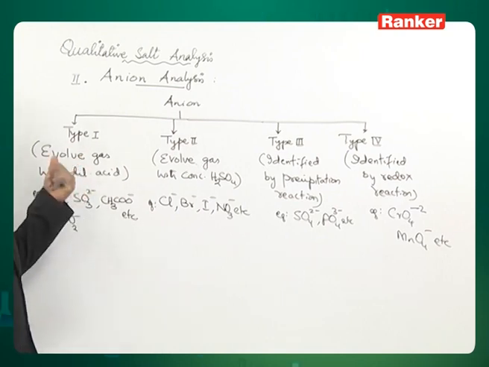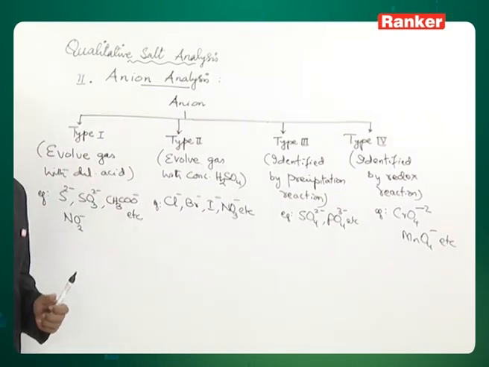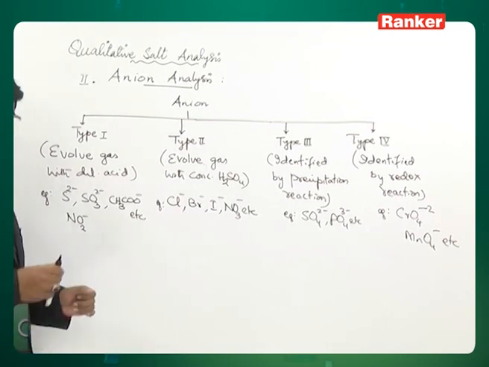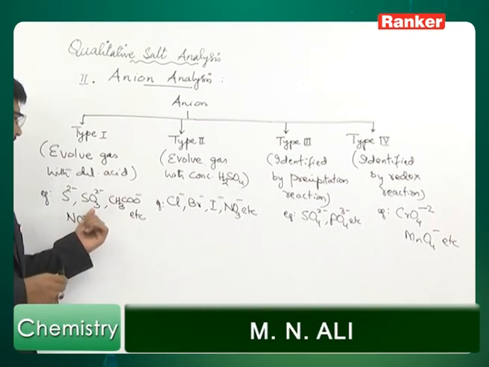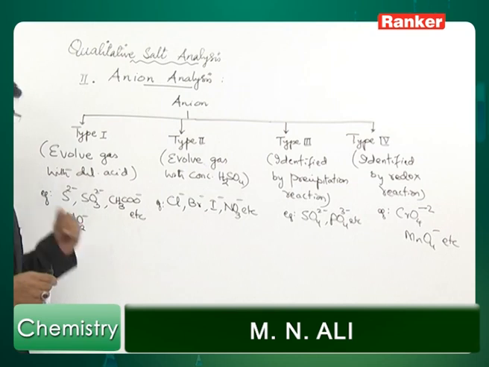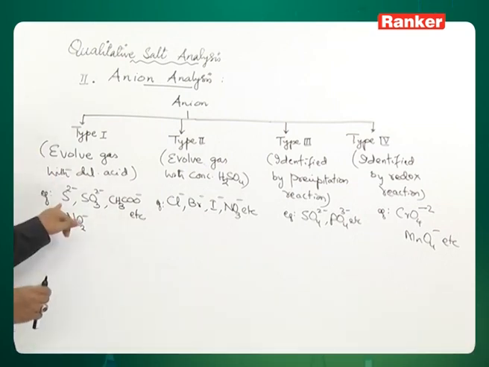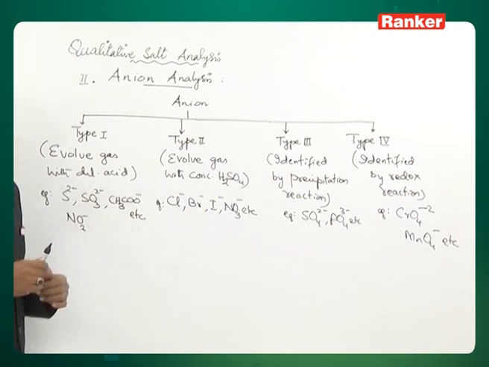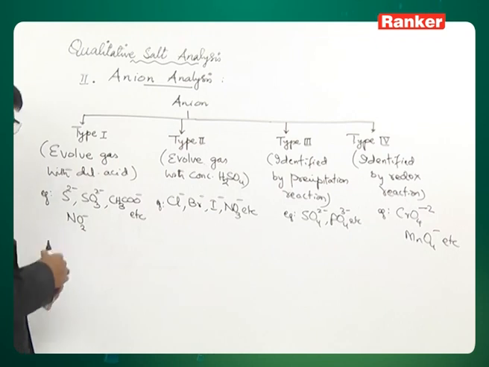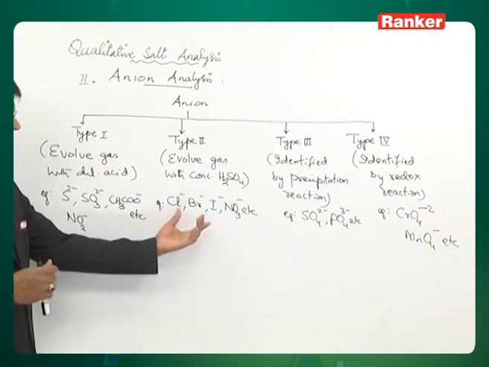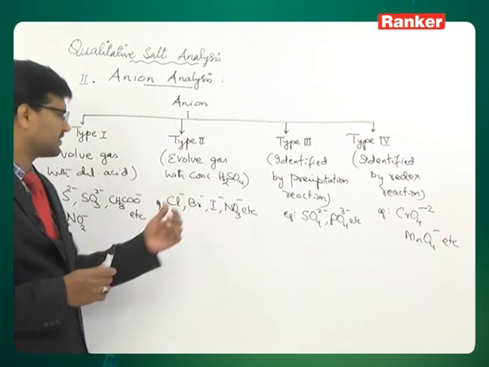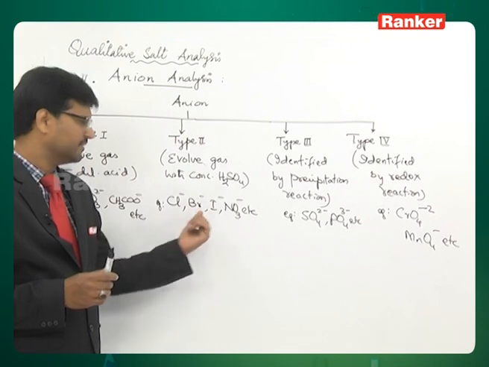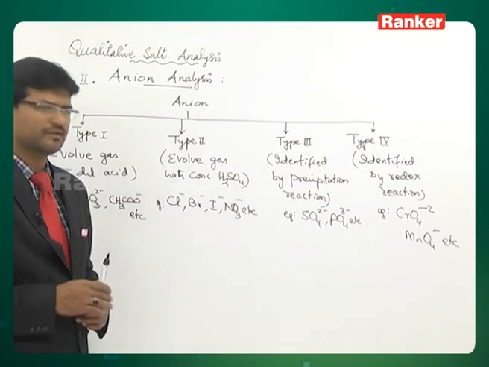Type 1 includes those anions which evolve gas, their salts evolve gas with dilute acid, dilute sulfuric acid you can use, or dilute HCl also can be used. Sulfide, sulfite, acetate, nitrite, these are examples. While sulfide produces H2S gas, sulfite produces SO2 gas. This produces fumes of acetic acid which have a smell of vinegar. This will produce NO2 gas, and here they produce gas or fumes with concentrated sulfuric acid. Cl minus produces HCl, bromide and iodide produce corresponding halogen, nitrate produces NO2 gas.